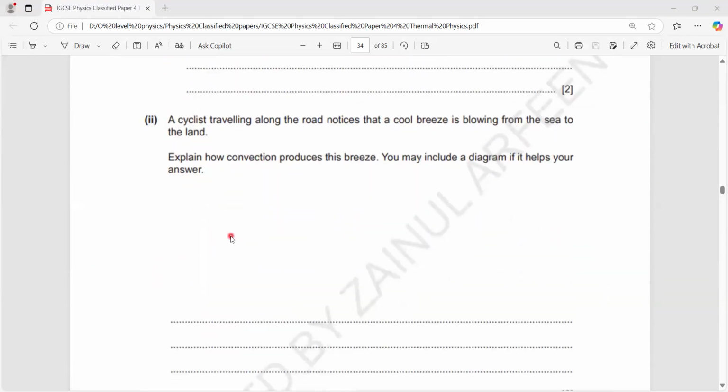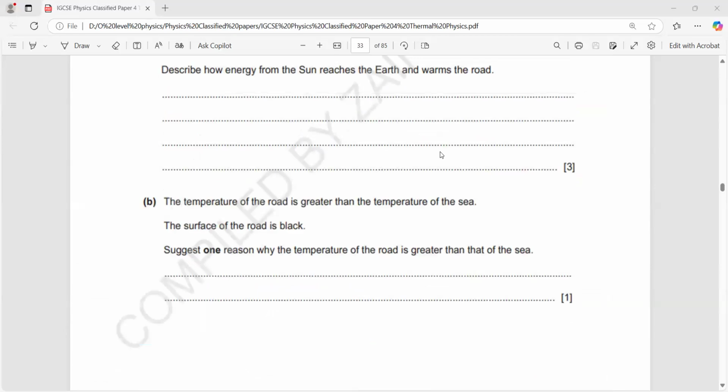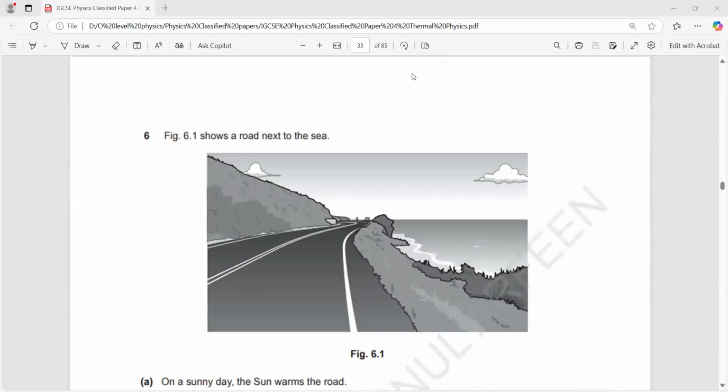And then how the convection works for the last part, where a cyclist is on a track. The cyclist travelling along a road observes a cold breeze. So why does he observe a cold breeze? The hot air above the track will rise up. As a result, the cold air will displace the hot air, and that is why the cyclist is observing a movement of air, a cold breeze.